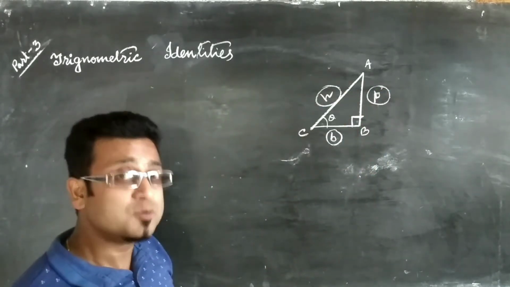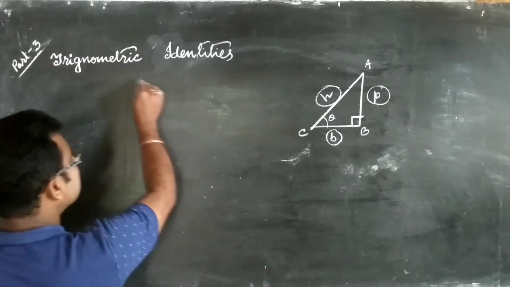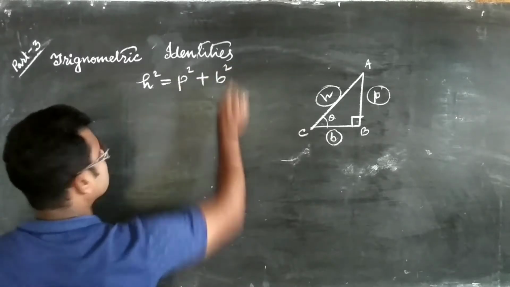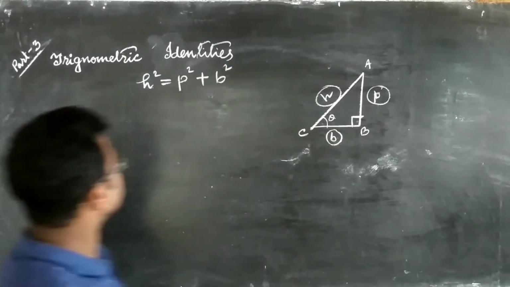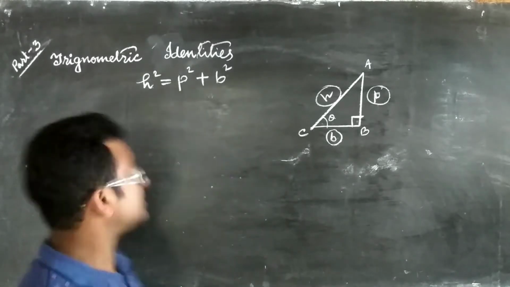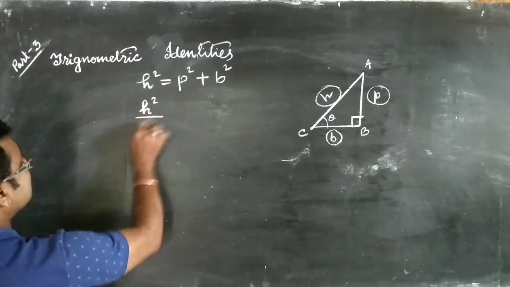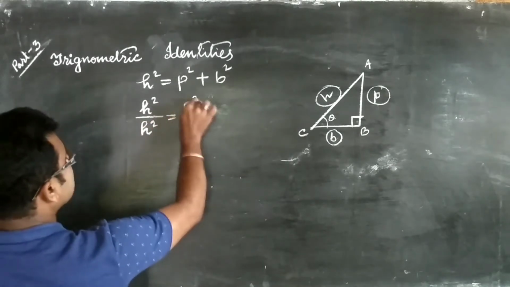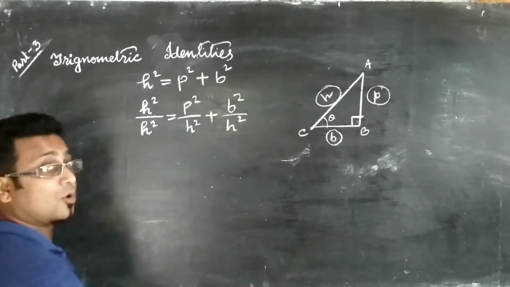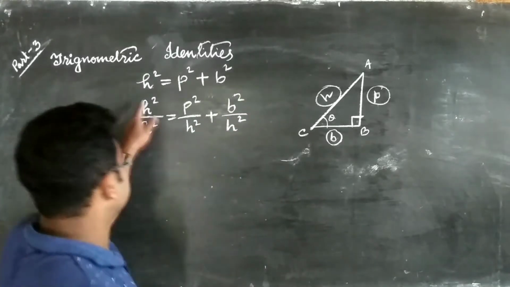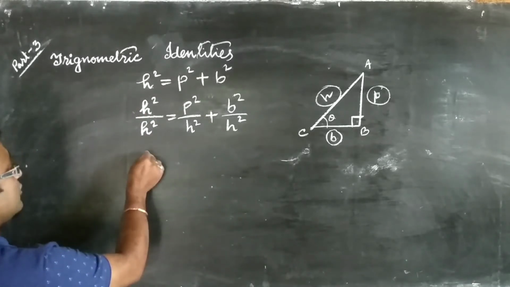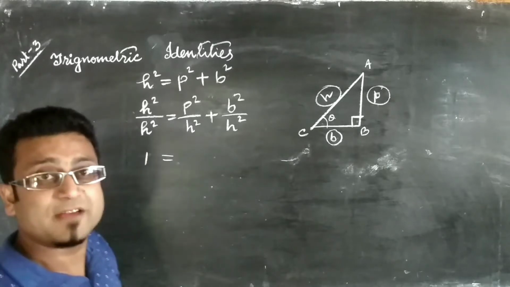So if I use the Pythagoras theorem here, I am going to get H square equals P square plus B square. Now throughout this equation, if I divide by H square, what am I going to get? H square divided by H square, P square divided by H square, B square divided by H square. All the terms I have divided by H square. H square by H square, that means same value. If I divide by the same, then I am going to get 1. Suppose 5 divided by 5, 1.